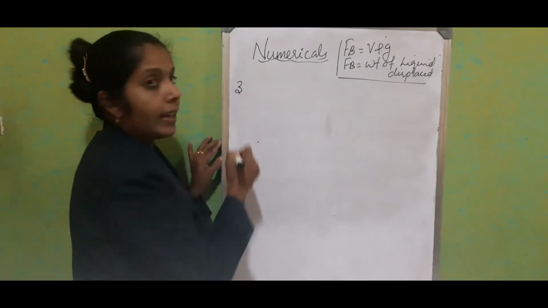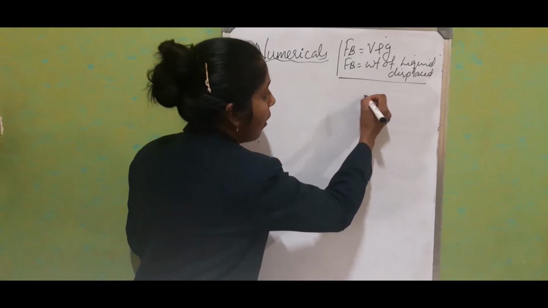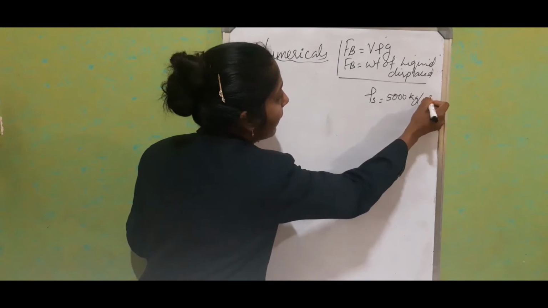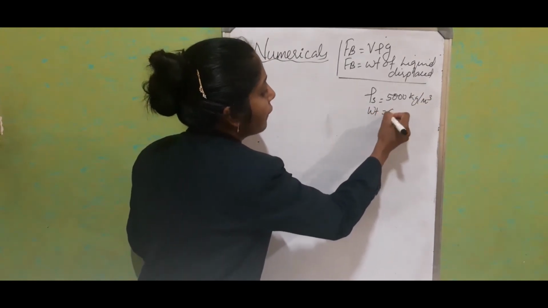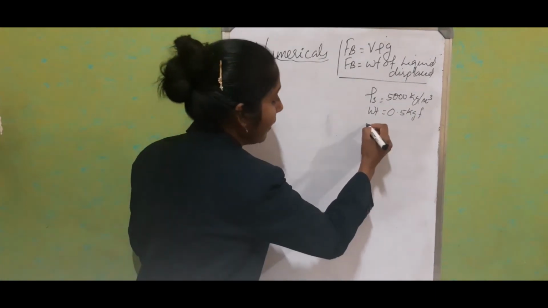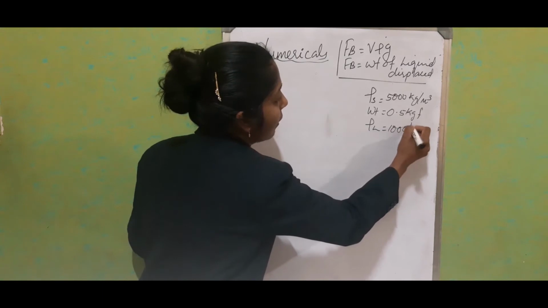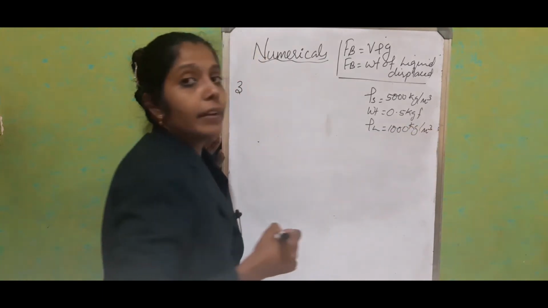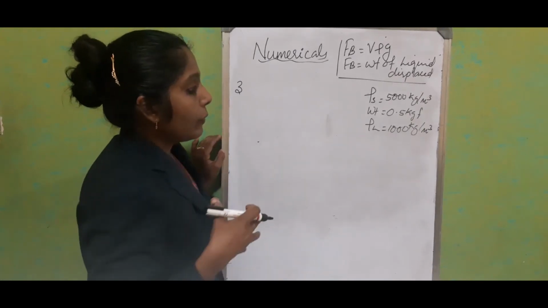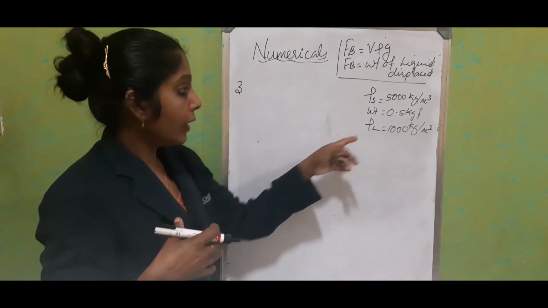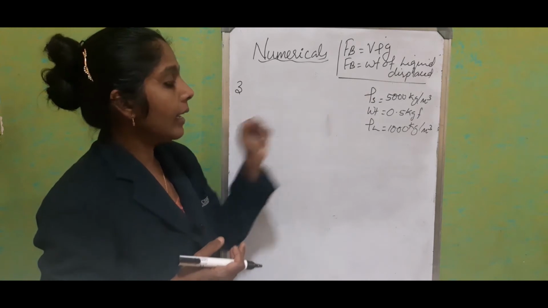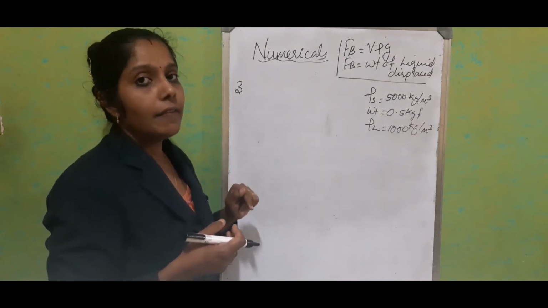In the third question, it's given that a solid of density 5000 kilogram per meter cube, with a weight of 0.5 kilogram force, is immersed in a liquid, water, of density 1000 kilogram per meter cube. We need to find the apparent weight inside the water. First, to find the weight in water, we need the volume. With the data given, density and weight, we'll find the volume.